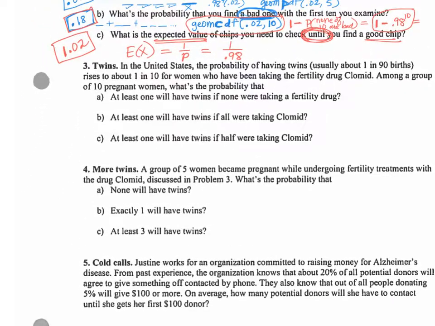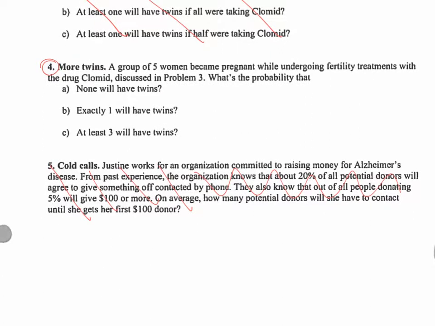Now, let's skip number 3, although we'll have to look at some information on it to do number 4, and then we're not going to do problem 5. So here we go. Let's do number 4, which we'll go back up and read some information. So number 4 says, a group of 5 women become pregnant while undergoing fertility treatments with the drug Clomid. This was discussed in problem 3. So let's go up there and review.